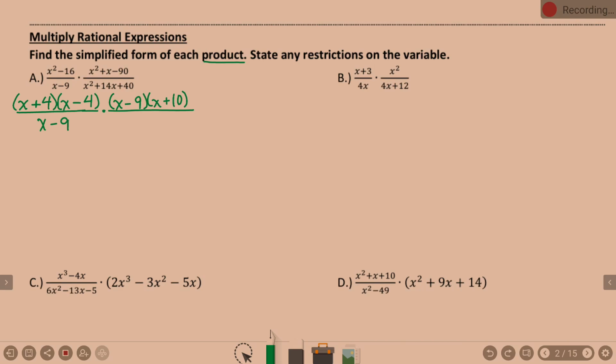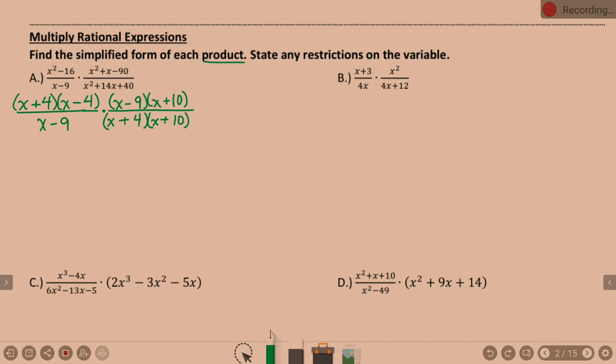X squared plus 14x plus 40. X squared is x times x. Multiplying to be 40, adding to be 14. Okay. 10 times 4. If it multiplies to be positive and adds to be positive, they're both positives.